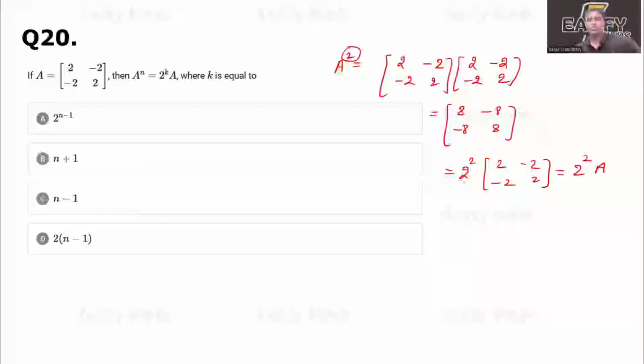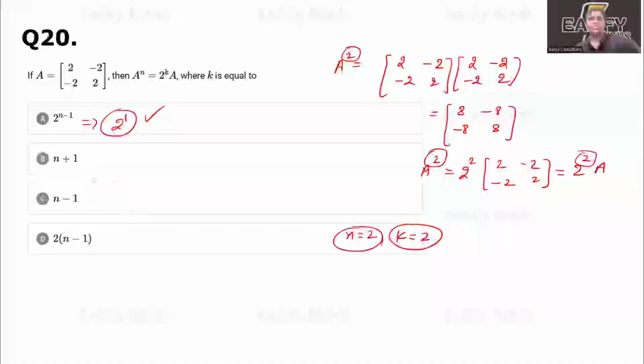For n equals 2, what is the value of k? N equals 2, the value of k is coming as 2. Now let's see. If n equals 2, the first option gives 2 power 1. Yes, the first option is satisfying. N equals 2, this value is 3? No. This value is 1? No. This is coming as 2. So now my options will be A or D.